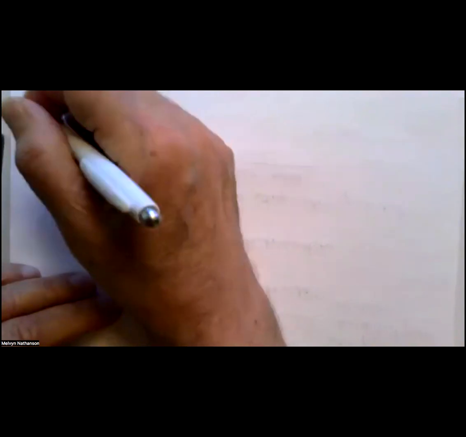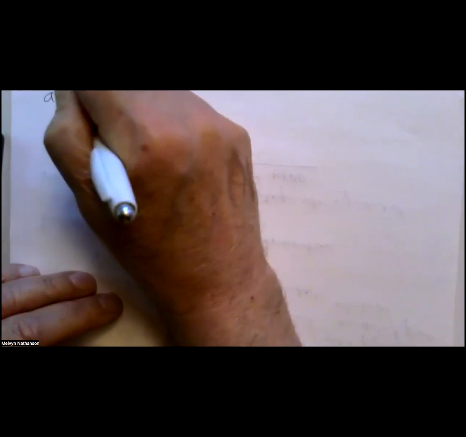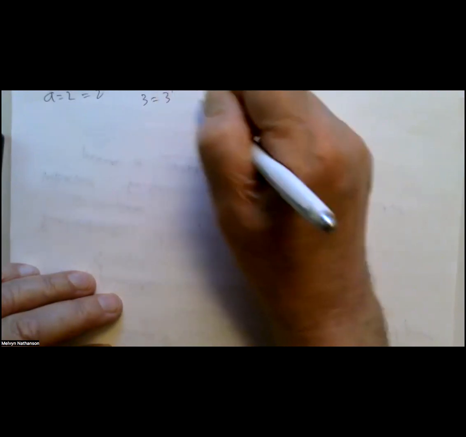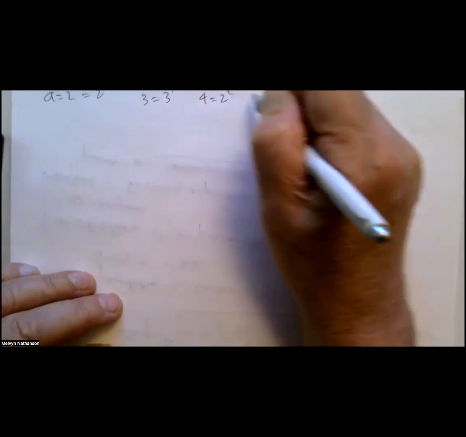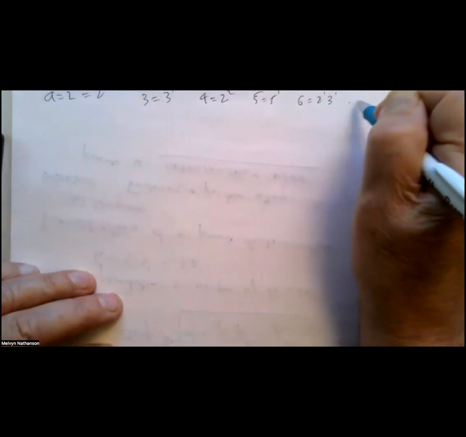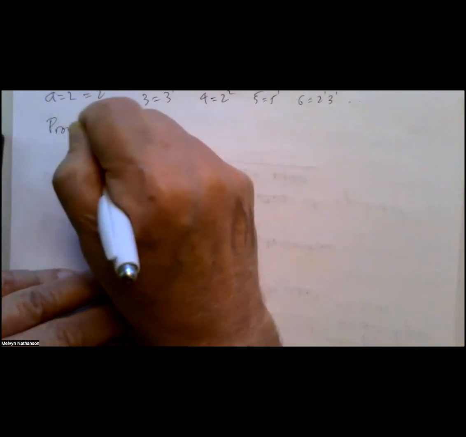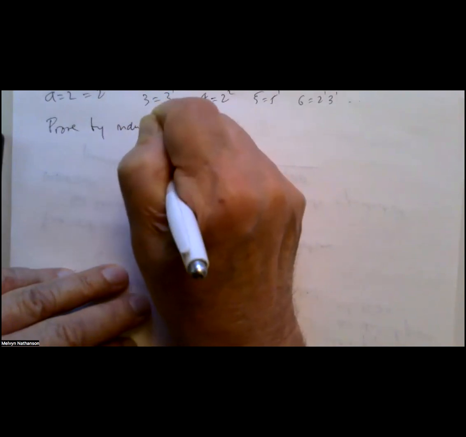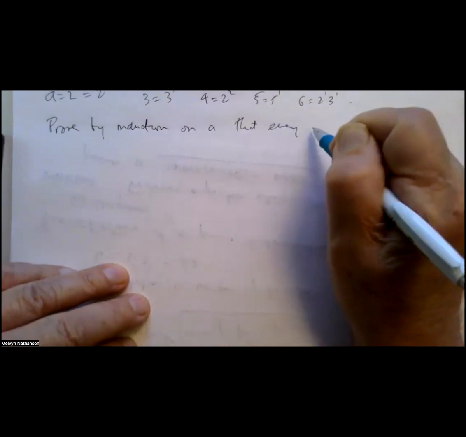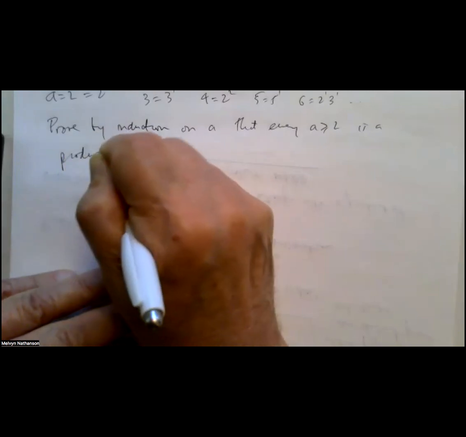So first of all, take the number 2. Well, that's a product of primes. It's a product of 1 prime. 3 is a product of 1 prime. 4 is 2 squared. 5 is 5. 6 is 2 times 3, and so forth. So you can check in the beginning, and I want to prove by induction on A that every integer A greater than or equal to 2 is a product of primes.